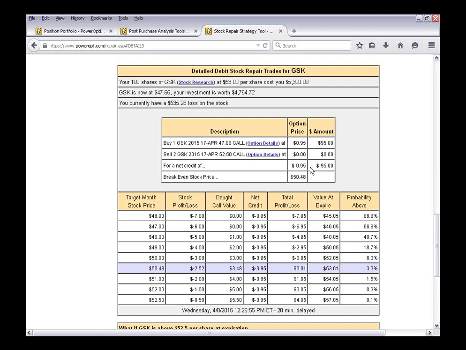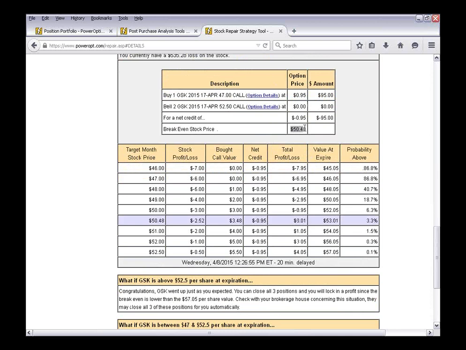But here, we didn't generate a credit. We're putting in a debit. So originally, it's kind of a shock. We've got a cost basis of 53. We're adding a debit to the position, but now the break-even is lowered to 50.48. Why is that again? Let's take a look.